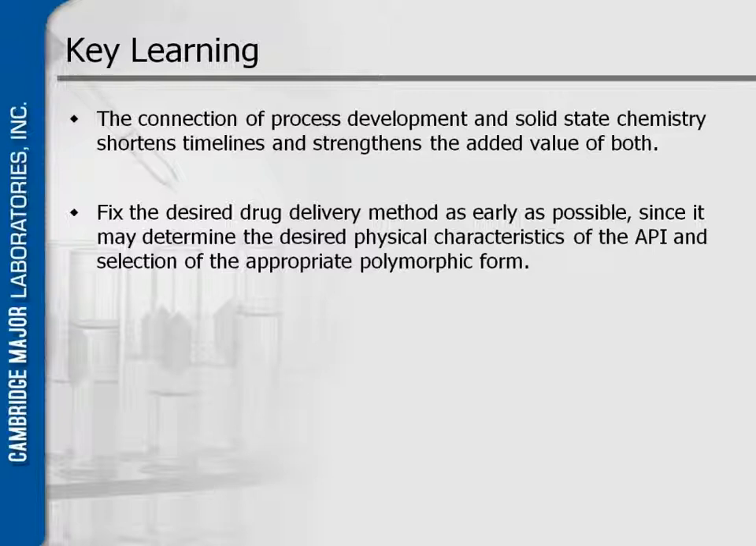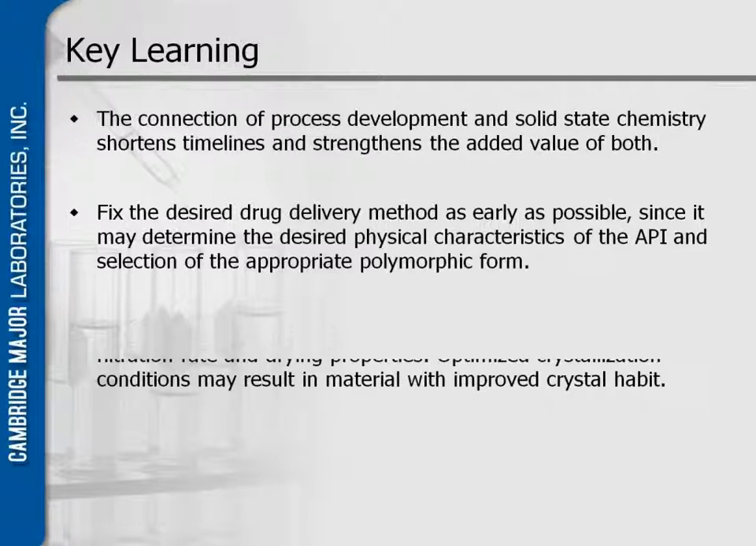What is also important is to fix the delivery method as early as possible. If you have an idea how to get it in at the place that you want to have it, that very much depends on what characteristics of your API you need. What do you need to improve? Of course, a tablet is different from a topical, and everything has its own optimization route, and it also has its own solid state part which can be applied to this compound.